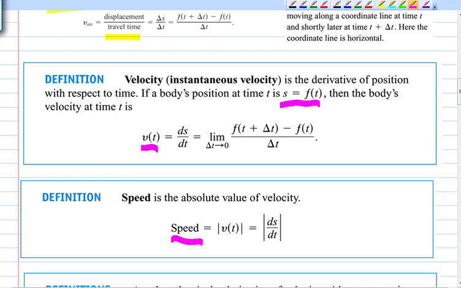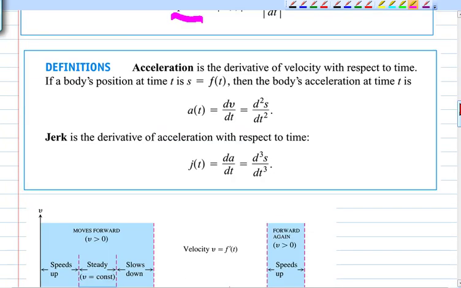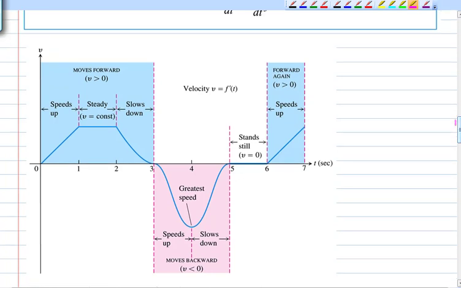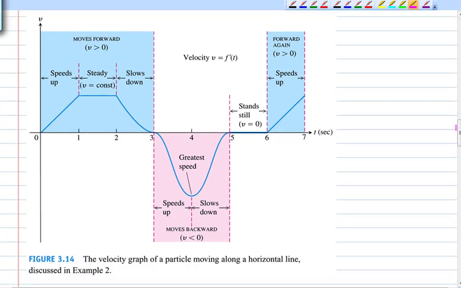And this, I remember, this is what we were talking about. The question had to do with what is the speed of an object that was falling. So once we found the velocity, we had to take the absolute value of that. And acceleration is the derivative of the velocity. Let's take a graph of, I believe this is a velocity graph.